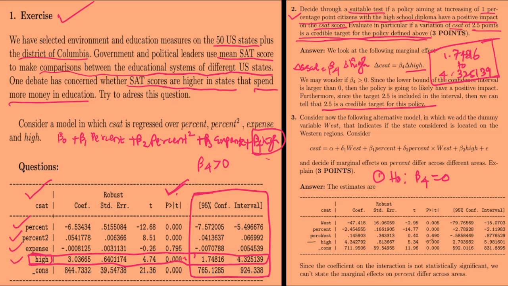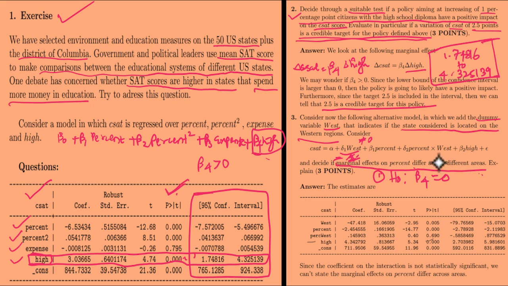Next question: consider now the following alternative model, in which a dummy variable is added, the variable west, which indicates if the state considered is located in the western region. If it is a western state, it will be 1; if it is not, it is 0. Decide if marginal effects on percent differ across different areas. In this case we are looking at whether the marginal effects on percent differ across different areas.